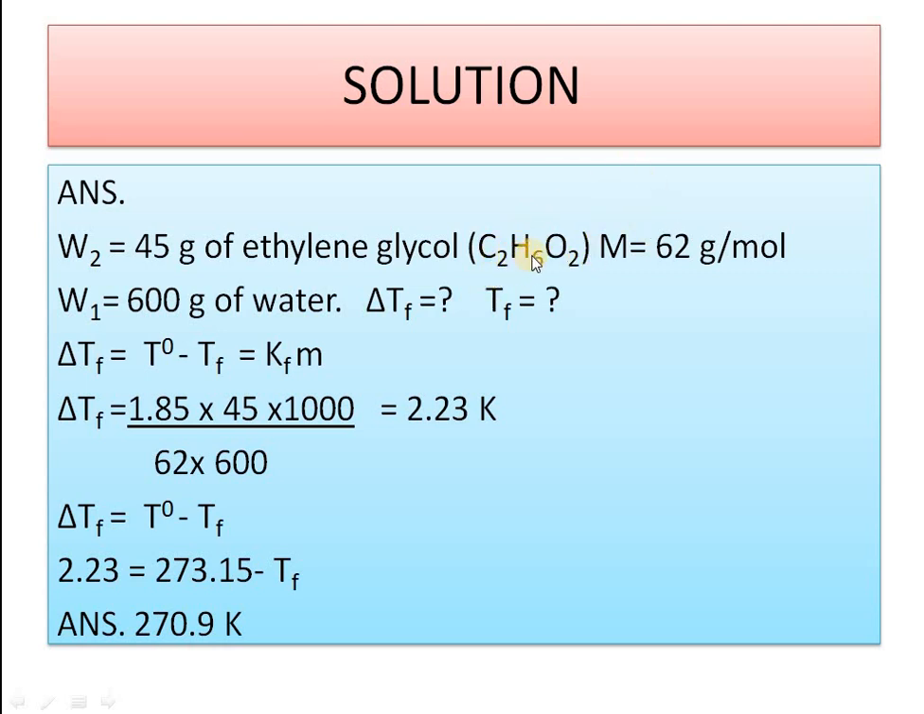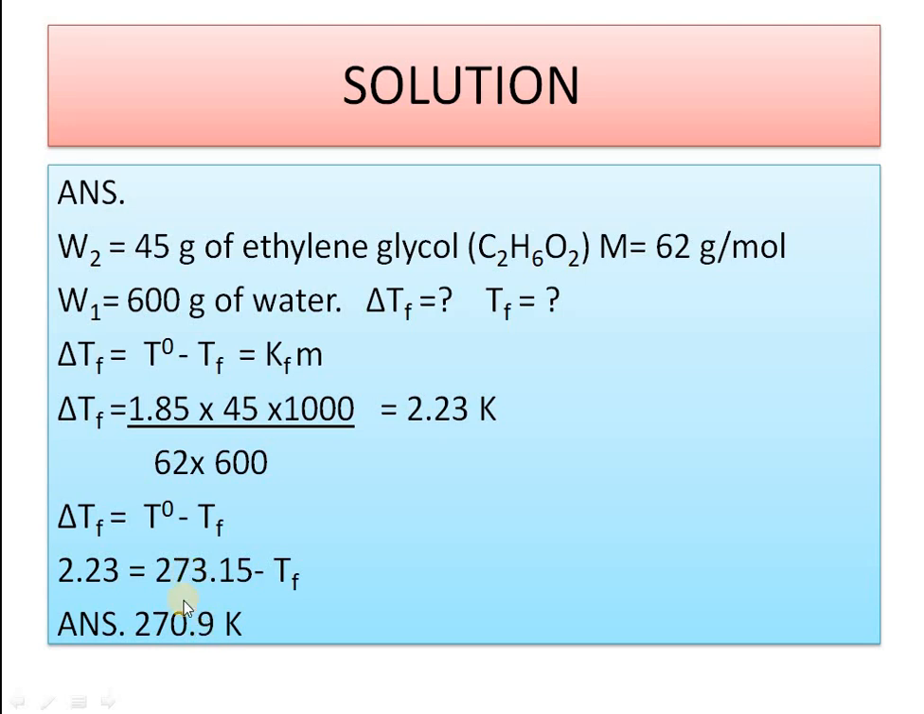Because carbon is 12, hydrogen 1, oxygen is 16, you can solve, you will get answer 62. And W1 is 600 gram of water. And delta TF is equal to T0 minus TF. So this T0 will be, let us say, 0, and then minus of minus. If 0 is there, or 273.15. So this way we have filled 273.15, we got 270.9.